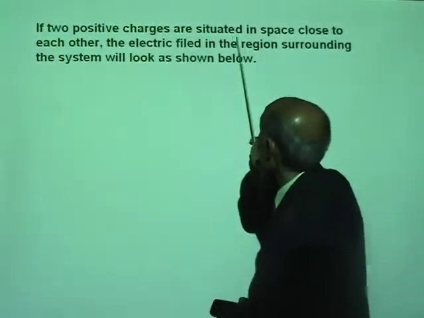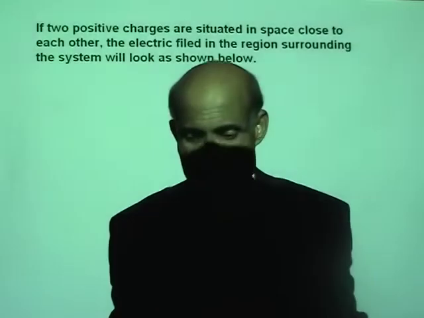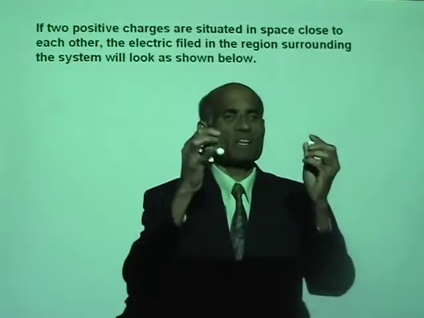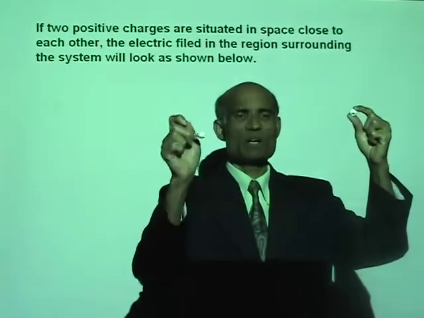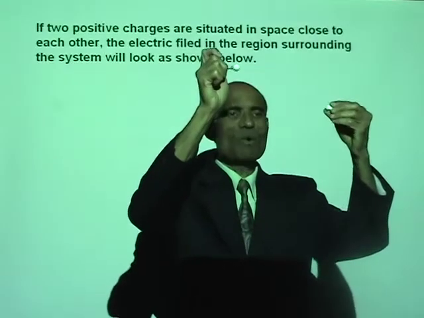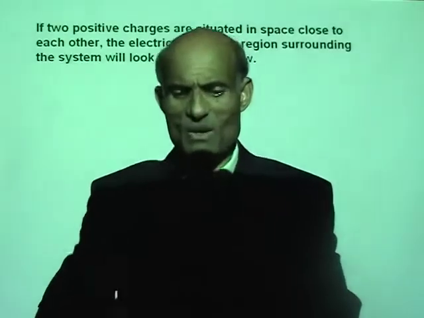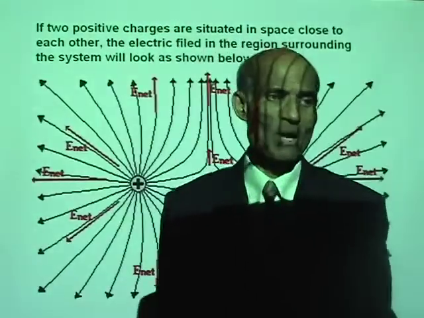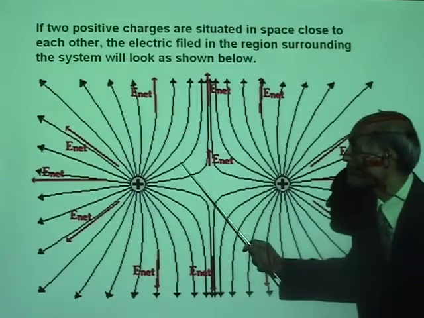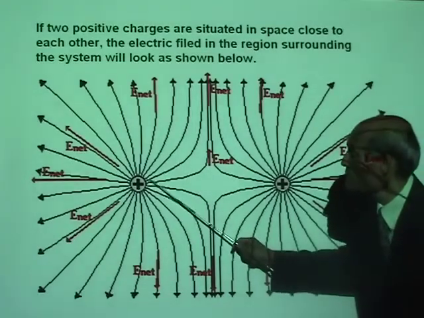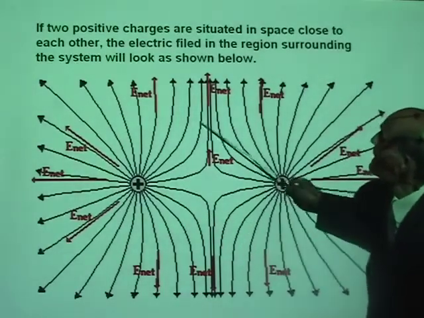If two positive charges are situated in a place close to each other, can you visualize? If I now place two positive charges separated by a small distance, like this, well, I have two positive charges now. What will the field lines look like of these two charges? Can you visualize how they're going to look? Well, they will look like this. In other words, if I place a positive test charge here, it wants to go away from this and also from this. It will go somewhere in that direction.